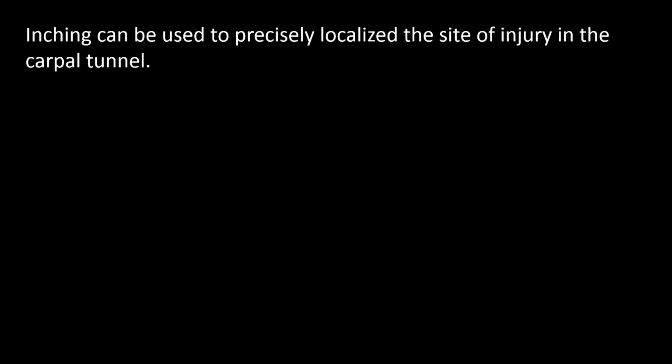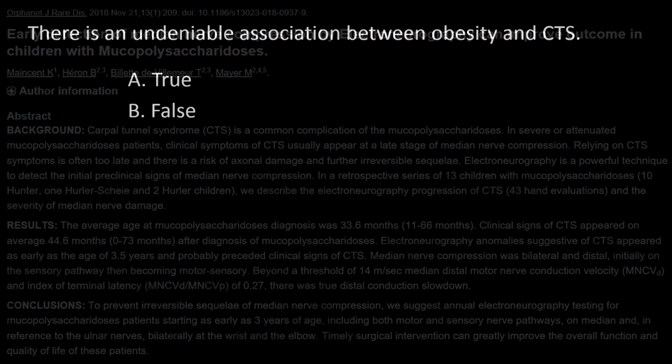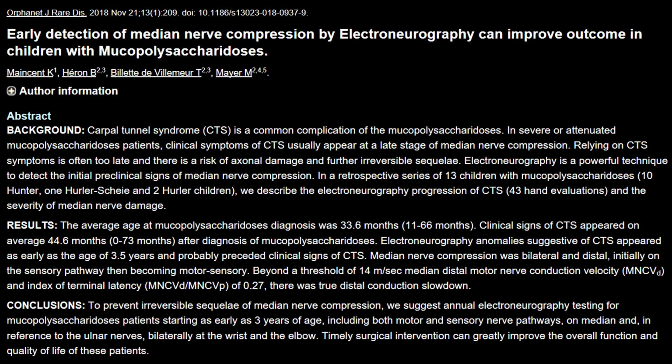So the answer to this question is A. Next question. There is an undeniable association between obesity and carpal tunnel syndrome. A true, B false. In the pediatric age group, carpal tunnel syndrome is seen in patients with mucopolysaccharidosis, to the point that some advocate annual testing starting as early as 3 years of age to all patients with these conditions.